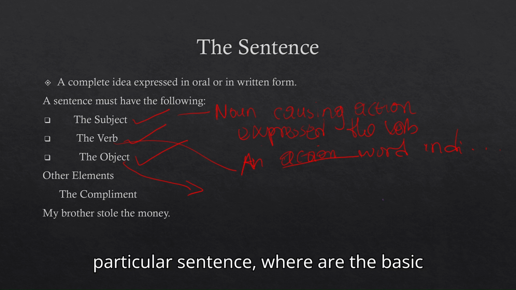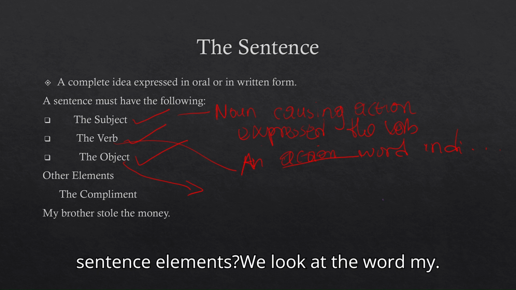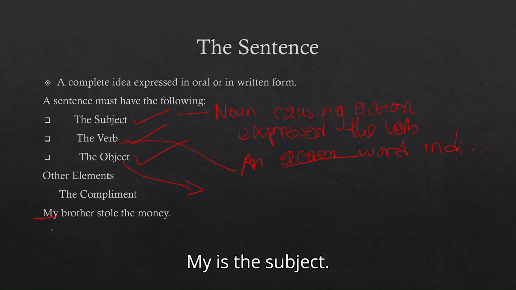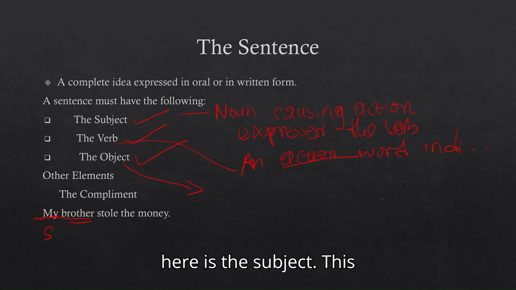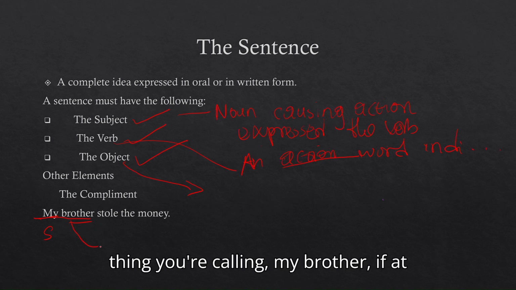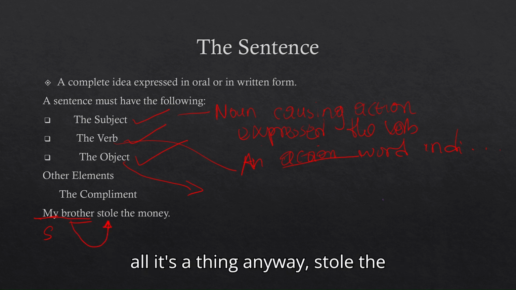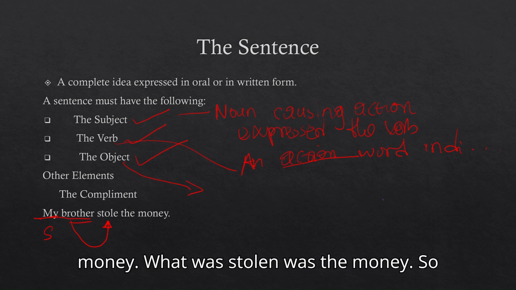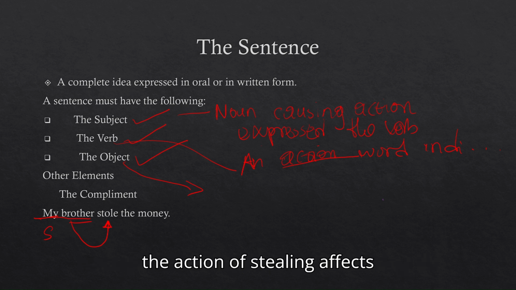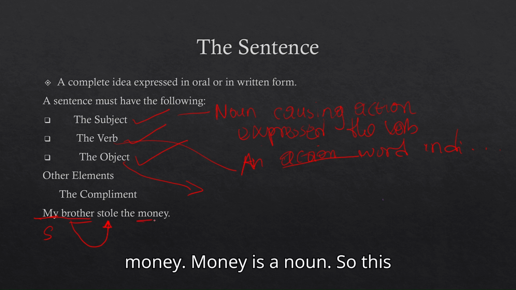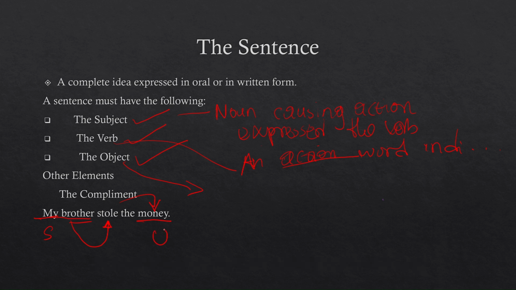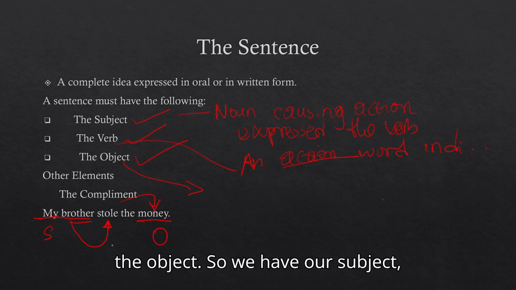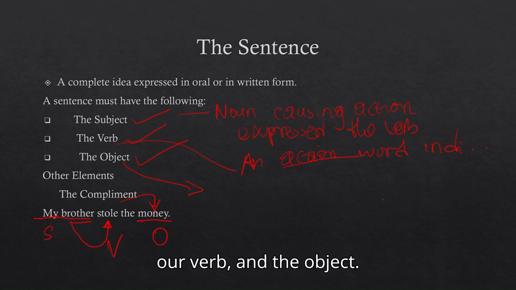So in this particular sentence, where are the basic sentence elements? We look at the word my. My is the subject. Brother, my brother. This whole thing here is the subject. This thing you're calling my brother, if at all it's a thing anyway, stole the money. What was stolen was the money. So the action of stealing affects money. Money is a noun. So this noun here, money, is what we're calling the object. So we have our subject, our verb, and the object.